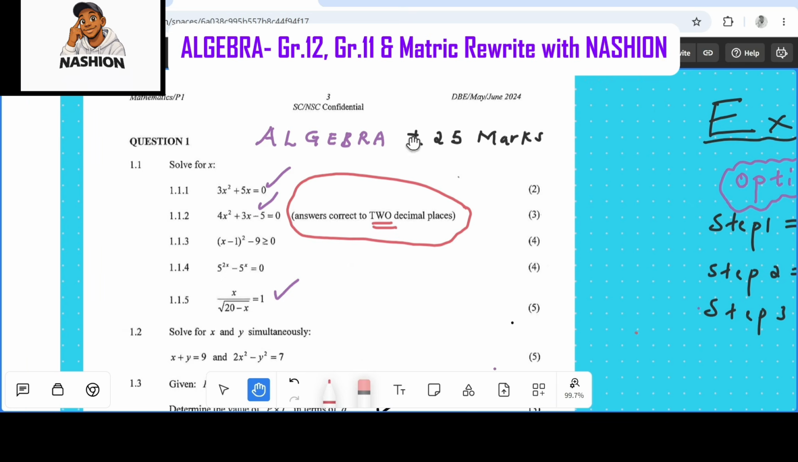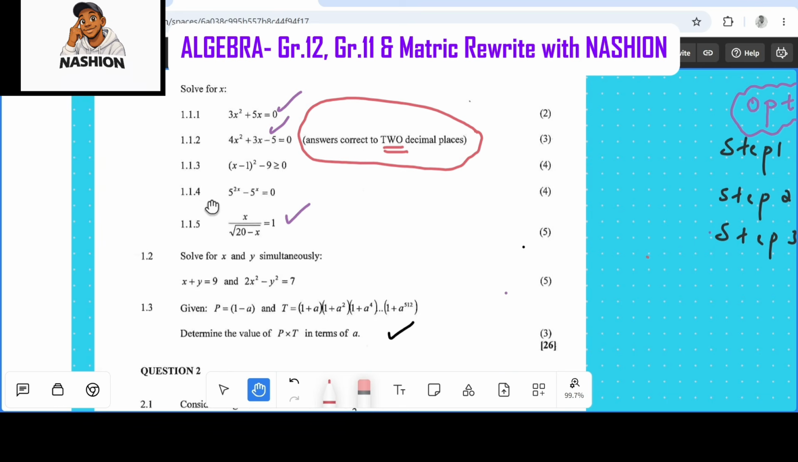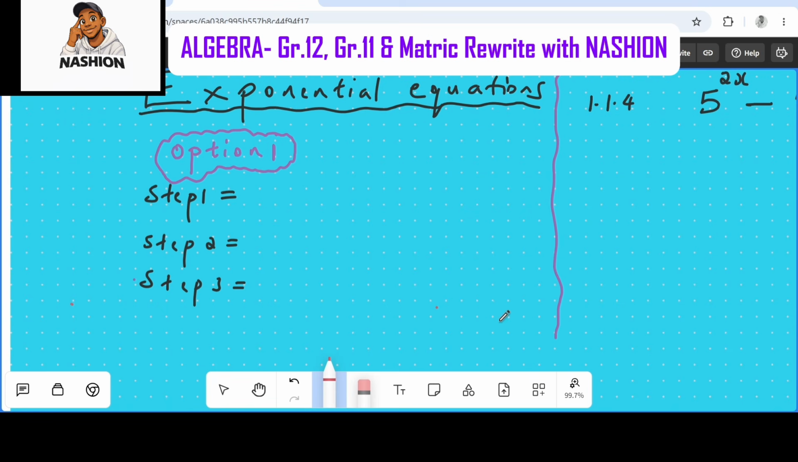This is coming from this question paper. Question 1.1.4 is 4 marks. So if we are following this option 1, this is what we do first. We simplify to get the same base on both sides. Same base. Once the bases are the same, we equate the exponents. Then we solve until the end.